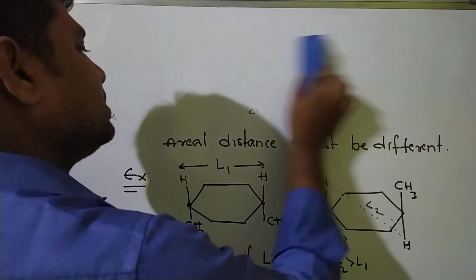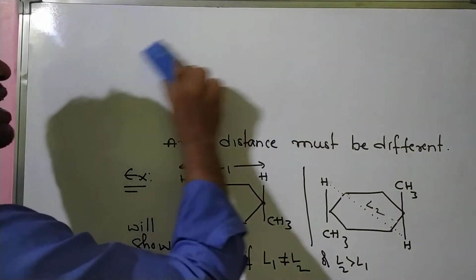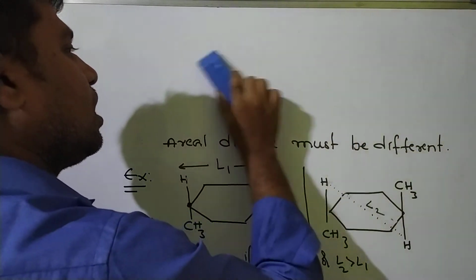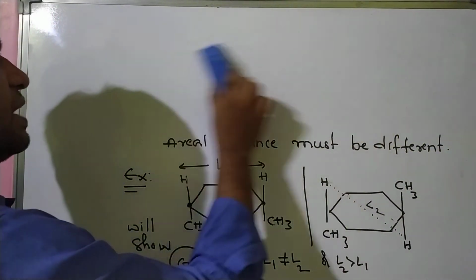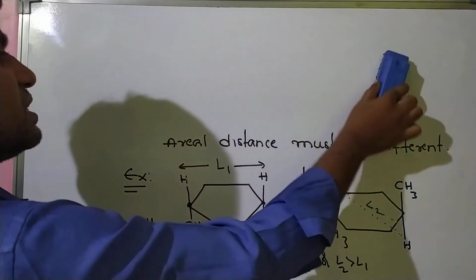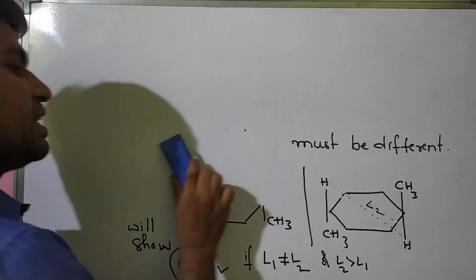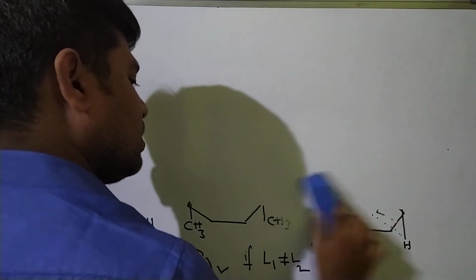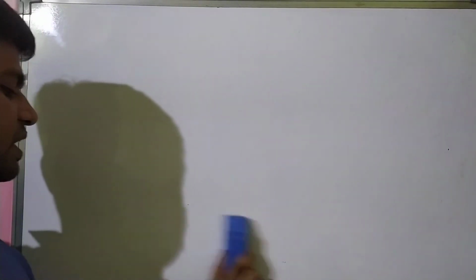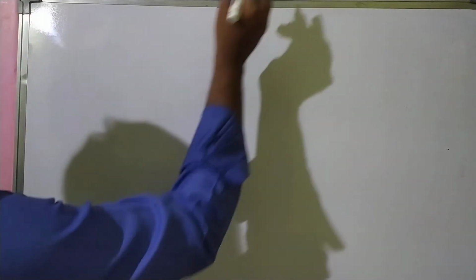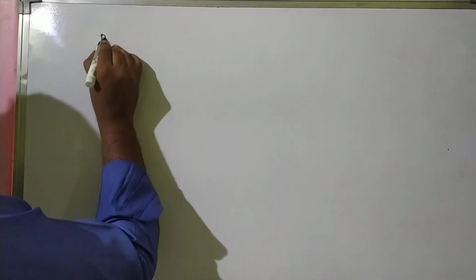So these are the conditions. The first condition is that the substituents or groups at two different carbon atoms in cycloalkanes must be different. So that is the primary requirement. The second requirement is that those groups must be different, meaning A not equal to B and C not equal to D. The second one is that the aerial distance must be different. Now, a problem.